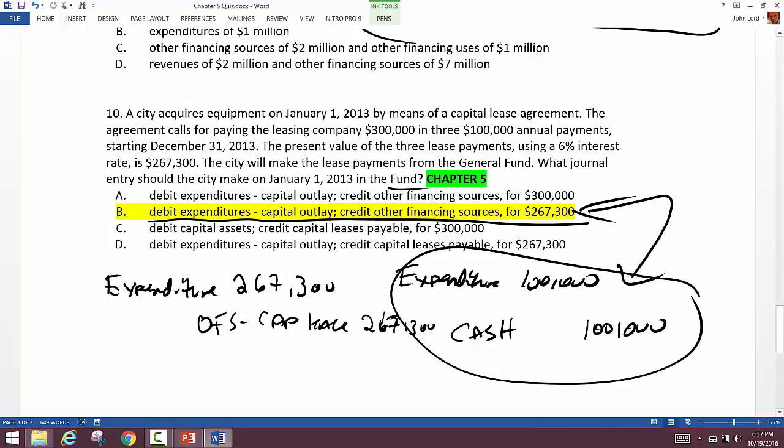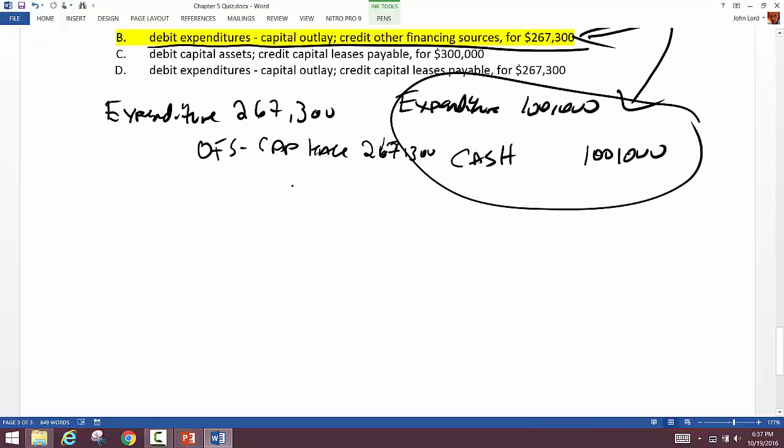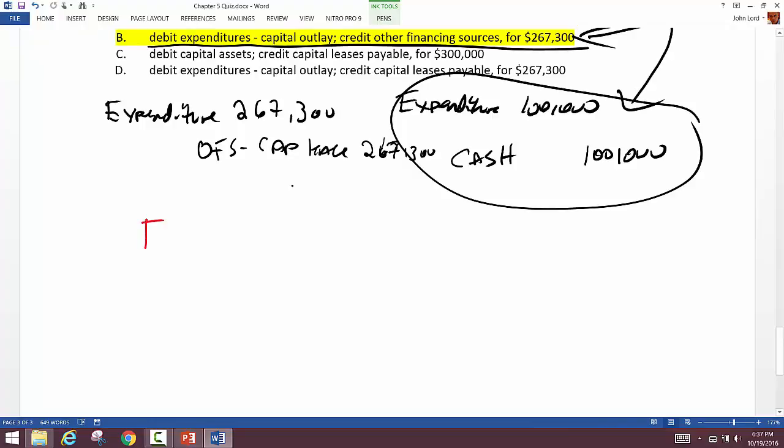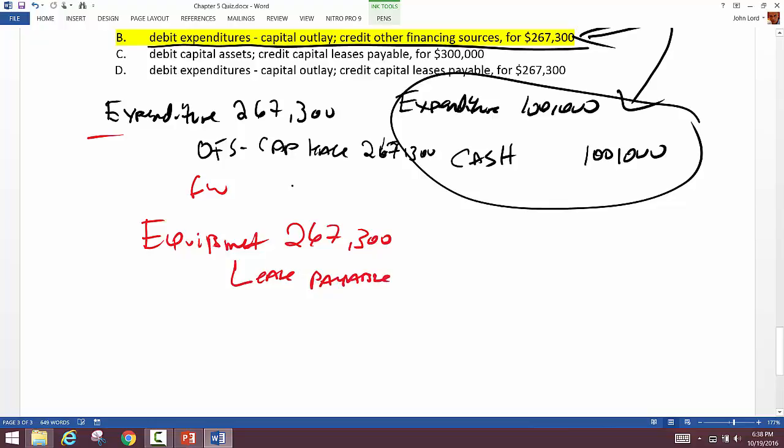Now, how about the same transaction at the government-wide level? Not the same journal entry, it's going to be a different journal entry. Government-wide level for the acquisition: debit equipment. What do you want to debit equipment for? $267,300. Good. What do you want to credit? Lease payable, for $267,300. Right? Okay.